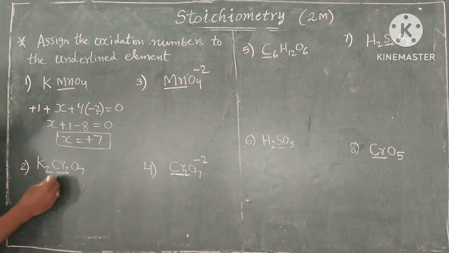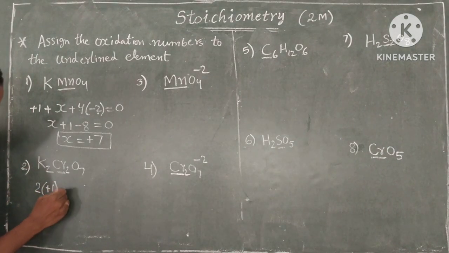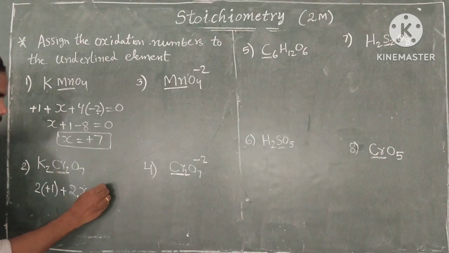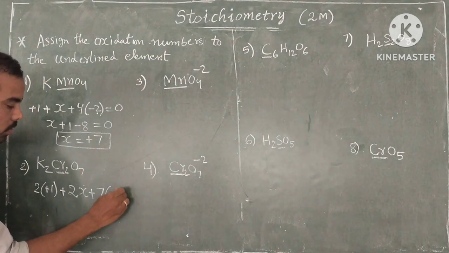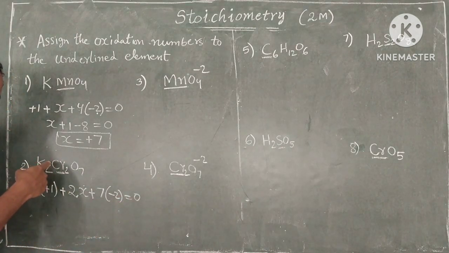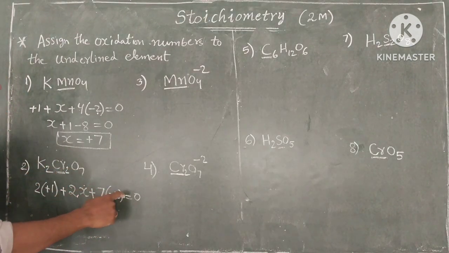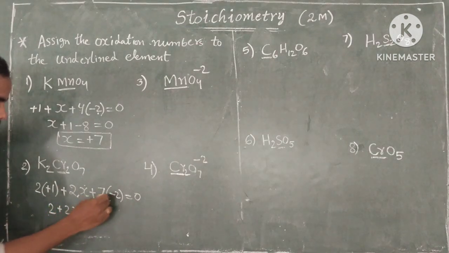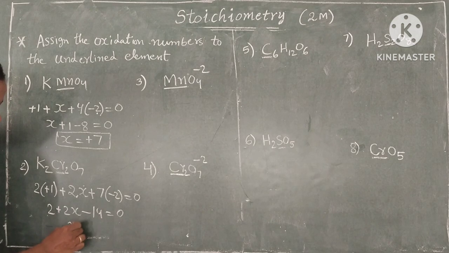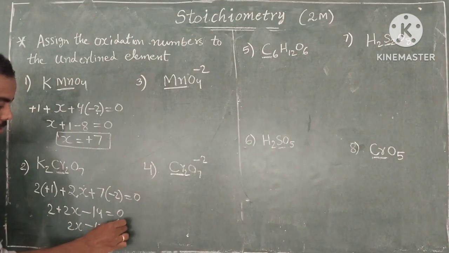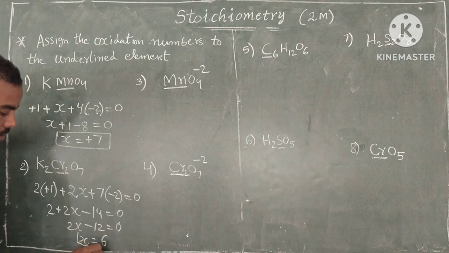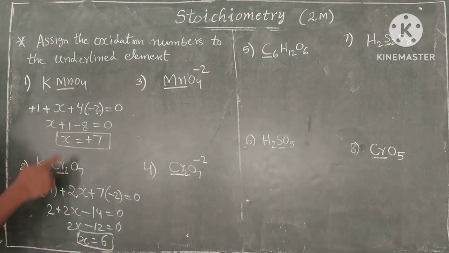Next K2Cr2O7, for chromium. Potassium plus 1, 2 potassium atoms, so 2 into plus 1, plus 2 chromium atoms, 2X, plus 7 oxygens, 7 into minus 2, equals 0. The sum of the oxidation states of all the elements in a molecule or compound is equal to 0. So plus 2 plus 2X minus 14 equals 0, 2X minus 12 equals 0, 2X equals 12, X equals 6. So the oxidation state of chromium is 6.